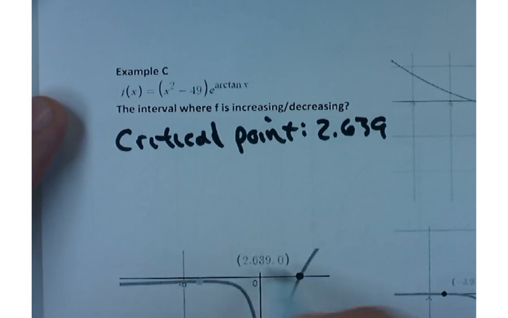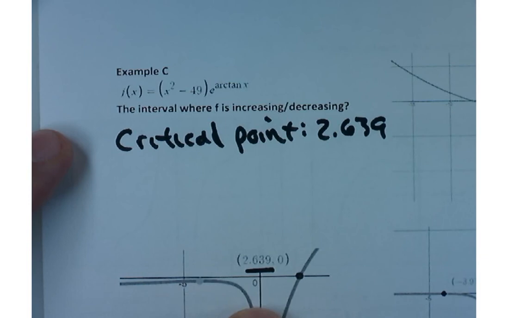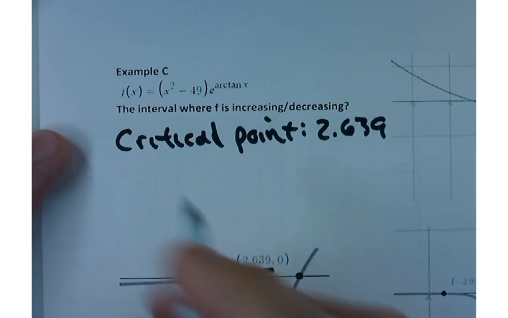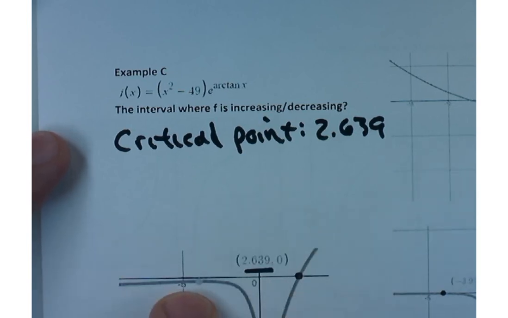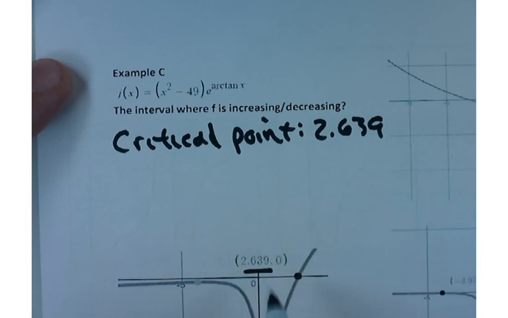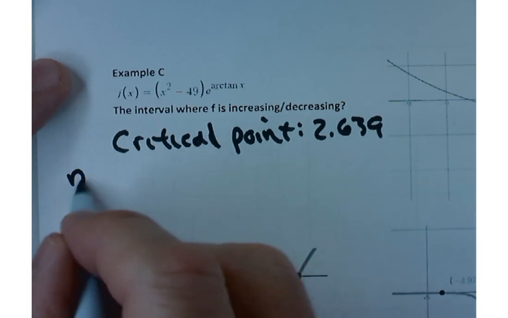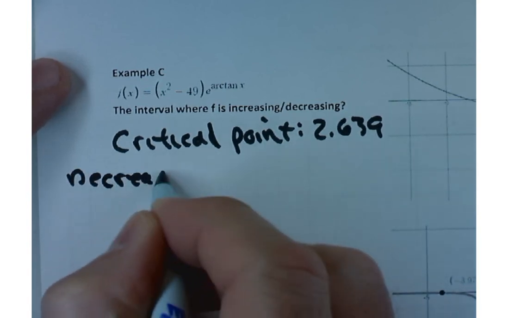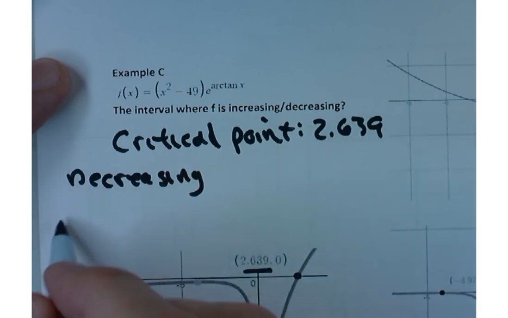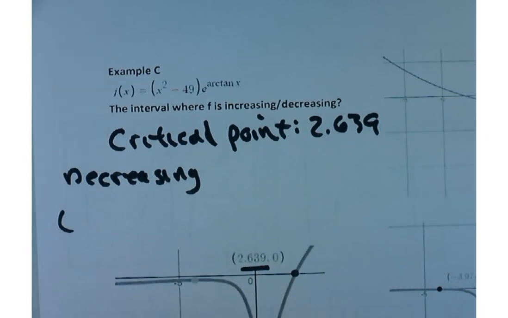To the left of this, the derivative has what sign? Negative. So to the left of this, the function is decreasing. Raina, where is it decreasing? What interval should I write? What to what?